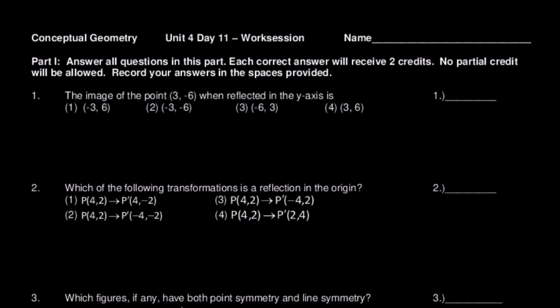the work session. Question number 1, it says the image of the point 3, negative 6 when reflected in the y-axis is. So I am going to assume that you have your study guide as you do this, and a reflection in the y-axis you're going to note on the study guide is negative x, y. So when you reflect in the y, you actually negate the x. So what you would do is you'd take a look at this point here, and you have to negate the x. So it becomes negative 3, negative 6. That would be choice 2.